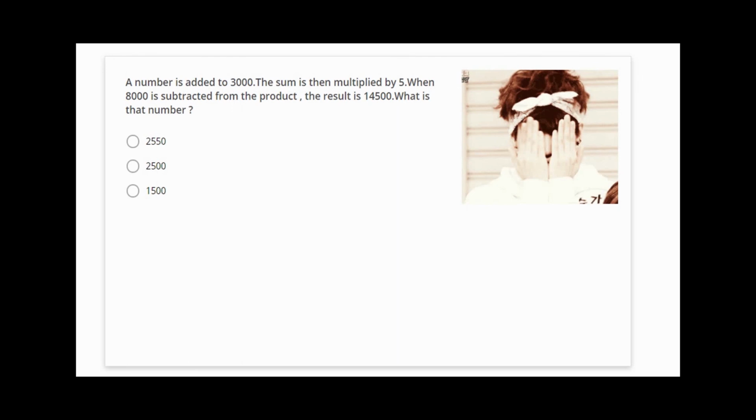A number is added to 3,000. The sum is then multiplied by 5. When 8,000 is subtracted from the product, the result is 14,500. What is that number? So you have 3 choices: 2,550, 2,500 and 1,500. Please solve this problem. I give you 3 minutes before I show you the correct answer.